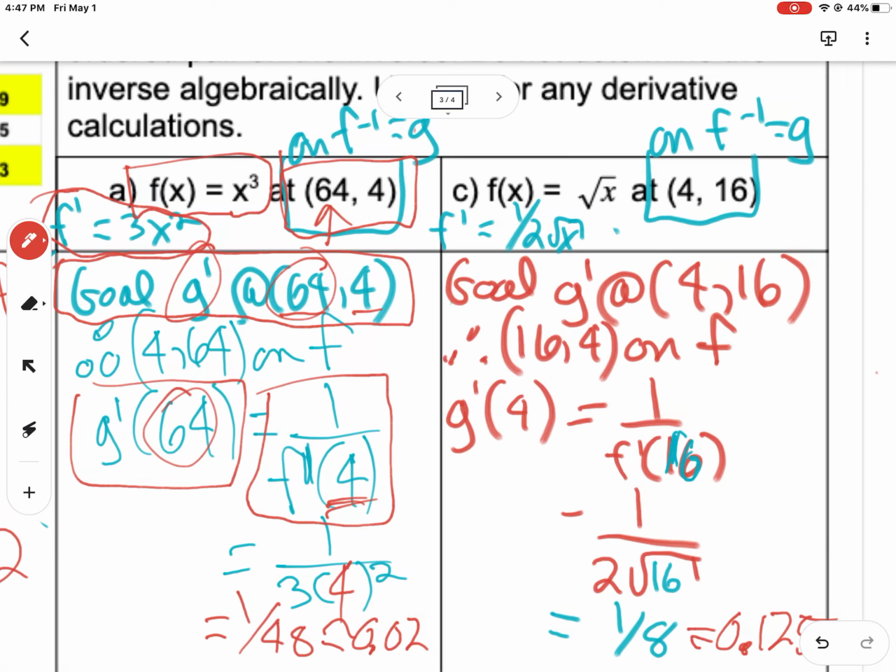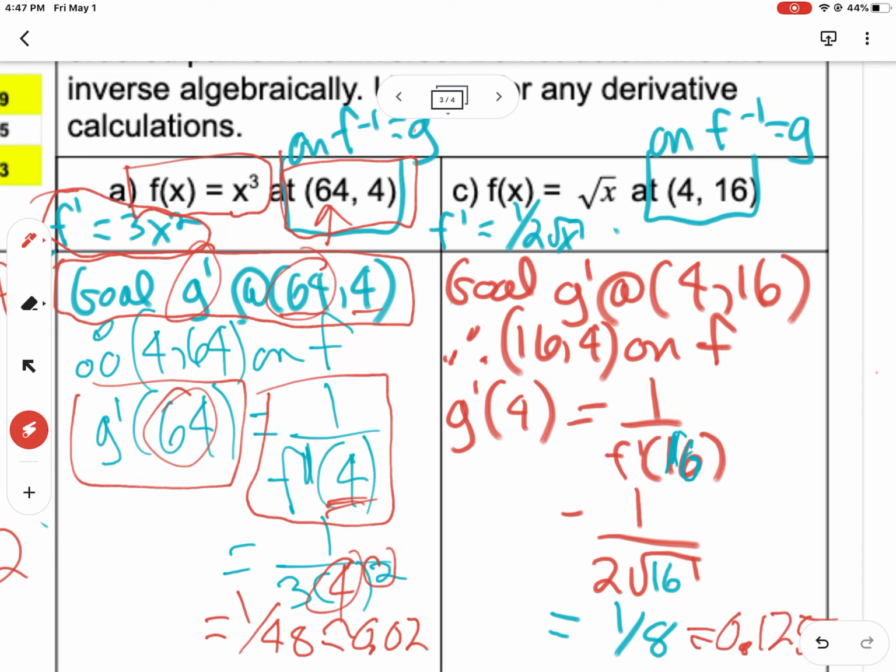Okay, so all I need to do is to substitute 4 into the derivative. And the derivative is 3x squared. So that's 4 squared here is 16. 16 times 3 is 48. So our answer is 1 over 48. And that's approximately 0.02.